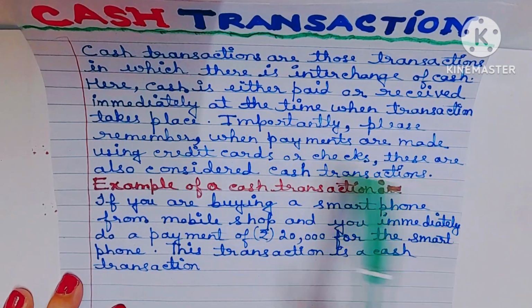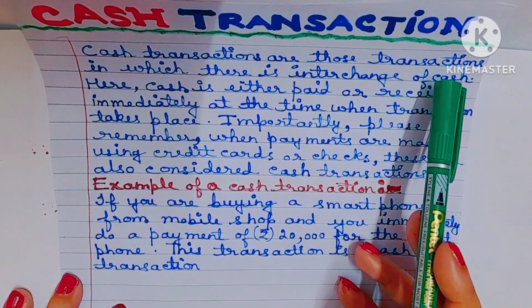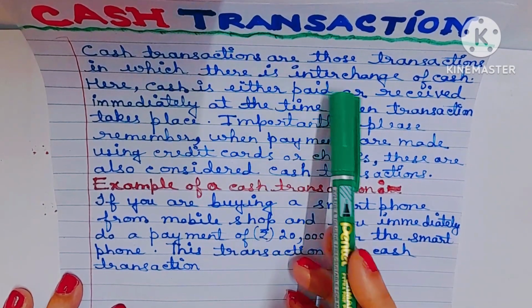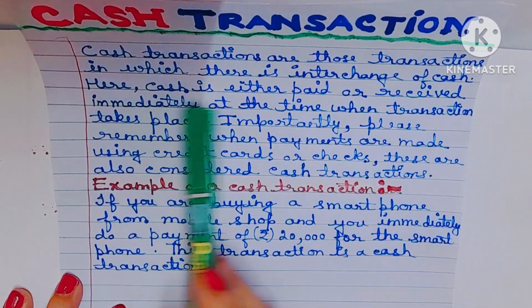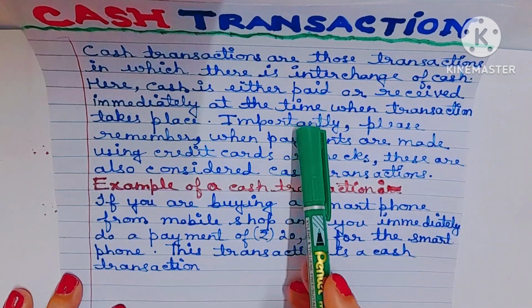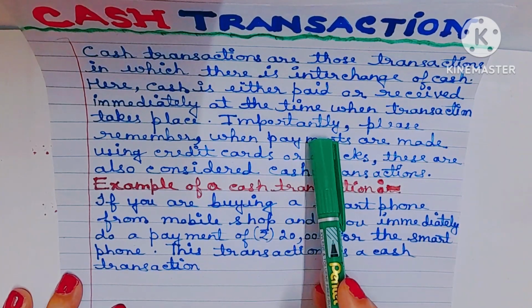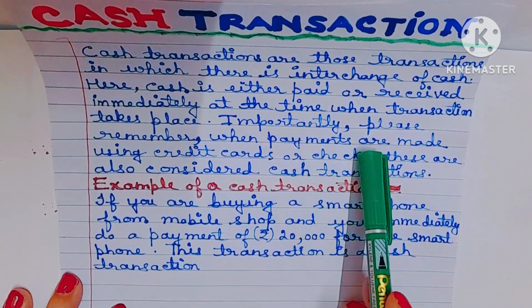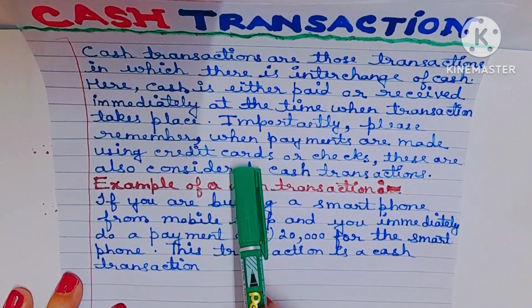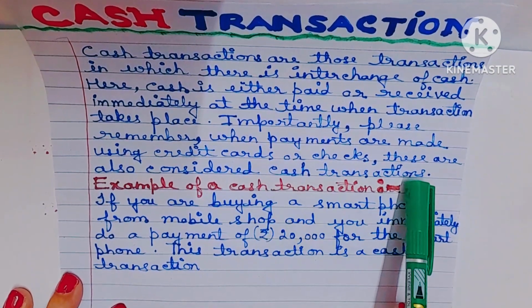What is cash transaction? Cash transactions are those transactions in which there is interchange of cash. Here cash is either paid or received immediately at the time when the transaction takes place. Importantly, please remember, when payments are made using credit cards or checks, these are also considered cash transactions.